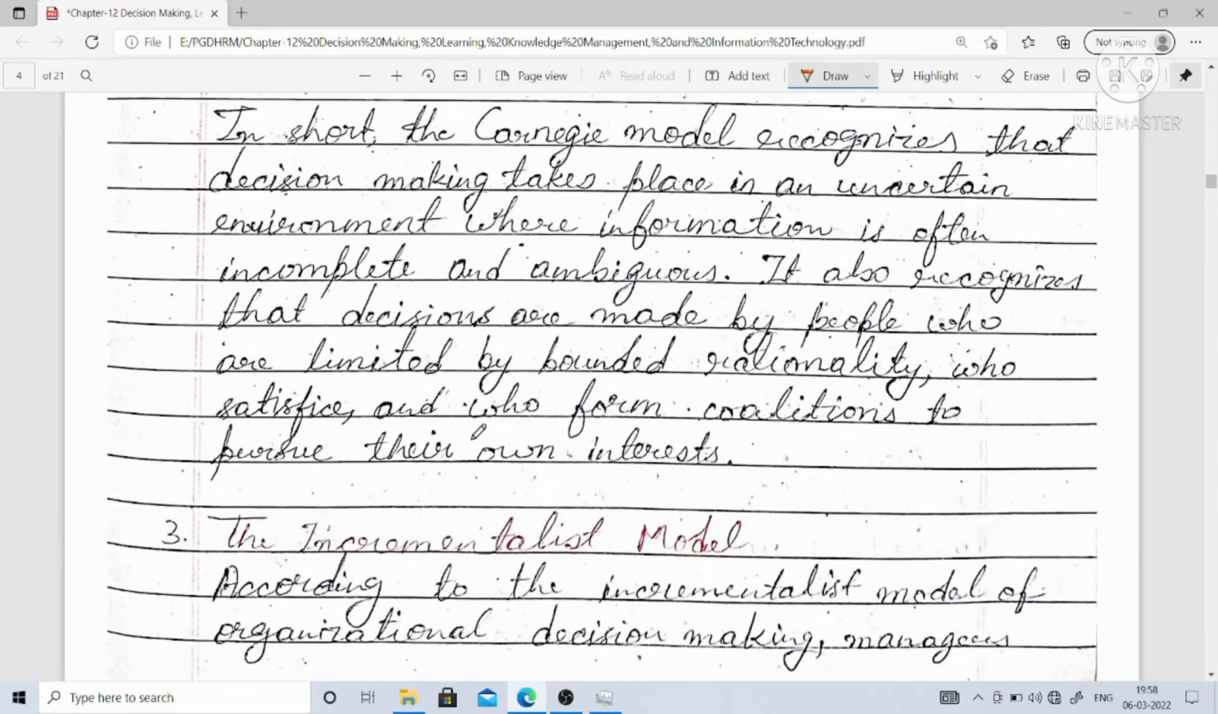So here in short we can say the Carnegie model recognizes that decision making takes place in an uncertain environment where information is often incomplete and ambiguous. It also recognizes that decisions are made by people who are limited by bounded rationality, who satisfice and who form coalitions to pursue their own interest.